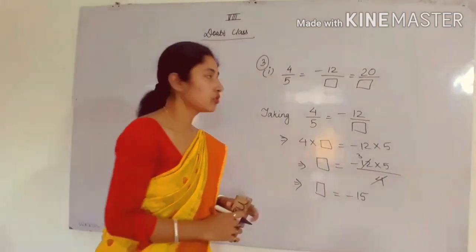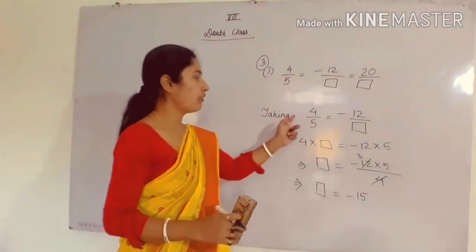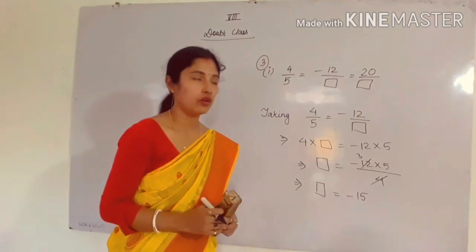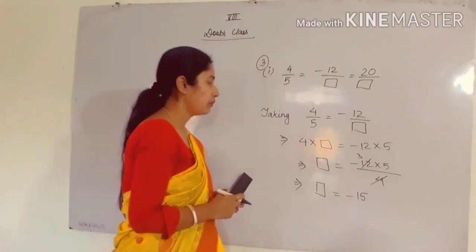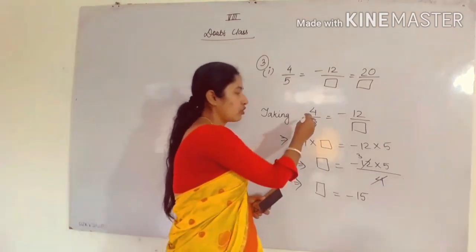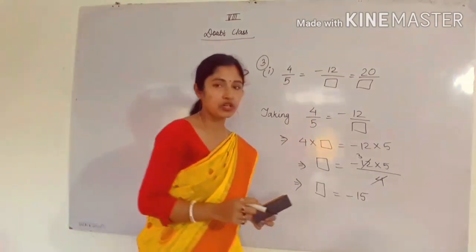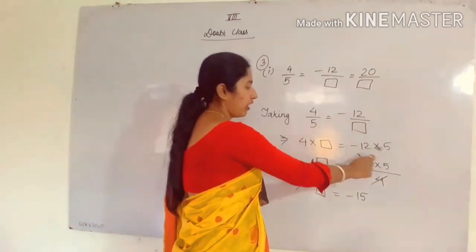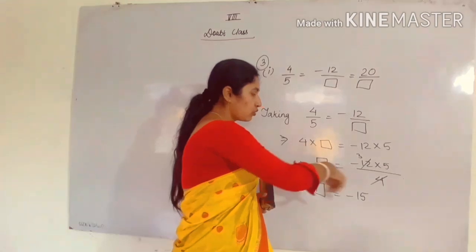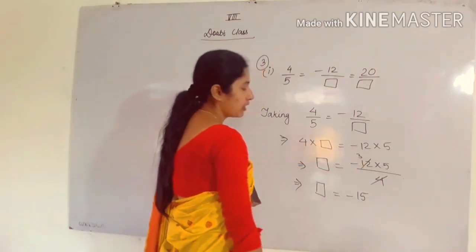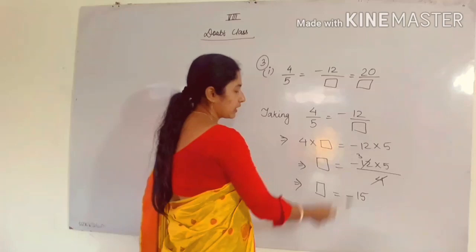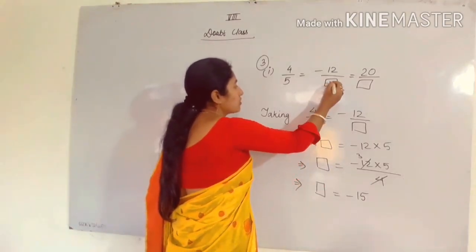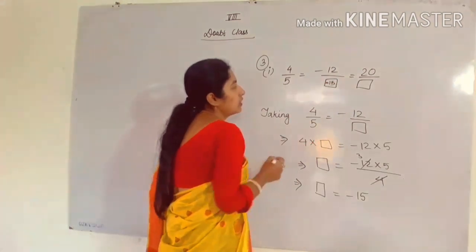Taking the first two fractions, we can write 4 by 5 is equal to minus 12 by box. We don't know the value which is written in the blank. So now we can use the cross product formula. Using it we can write 4 into box is equal to minus 12 into 5. By transferring 4 to that side, it will be divided by minus 12 into 5, then it will get cancelled out. So the final answer will be what? Minus 15. So in the first box we can write minus 15.